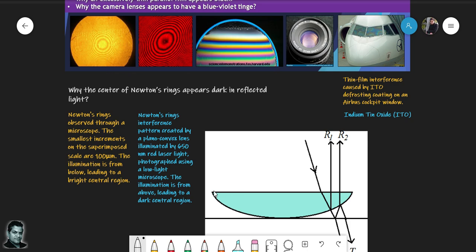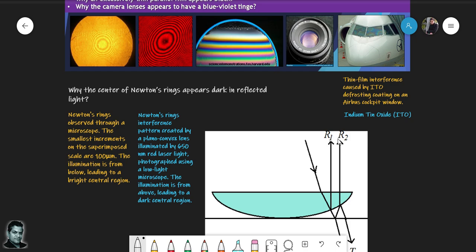So here is a plano-convex lens setup. There is this glass plate at the bottom, and then there is this plano-convex lens, and this incident light is coming, and then two rays get reflected, one from the lower surface of the plano-convex lens and another that gets reflected from the top surface of the bottom glass plate. So these two rays are the reflected rays, and when they interfere, this is the case of the Newton's ring with the reflected light.